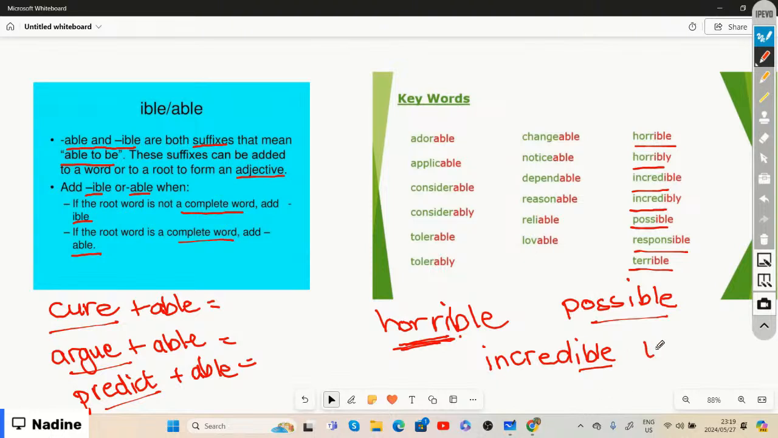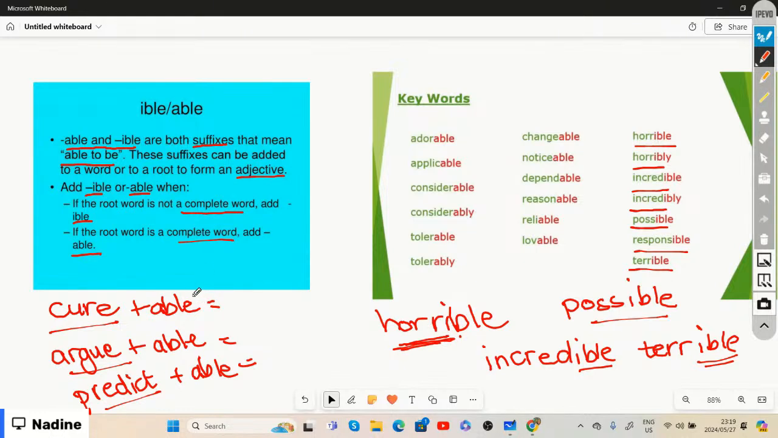And the same with terrible. We can't say that the root word is terror because we don't get that, right? So we have terrible. So the suffix ible that is added to that completes that word. It completes the words horrible, possible, incredible, as well as terrible.